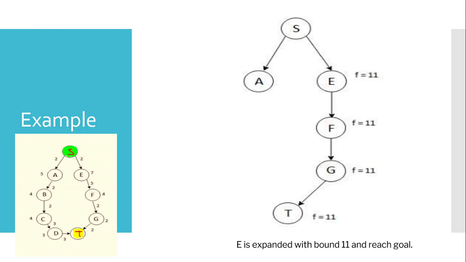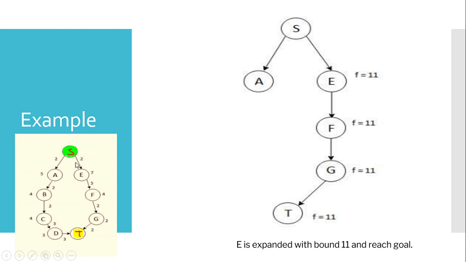So from E to F, F to G, we have already reached in the previous loop. So up to G we have already reached. G is not the goal node, so we have to add the child element of G. So the child for G is T. We have to calculate the cost for T. How to calculate the cost of T? It is the path cost plus heuristic cost.